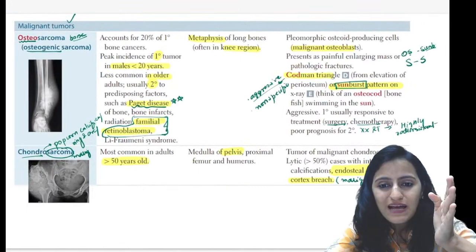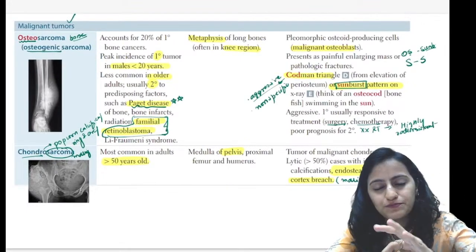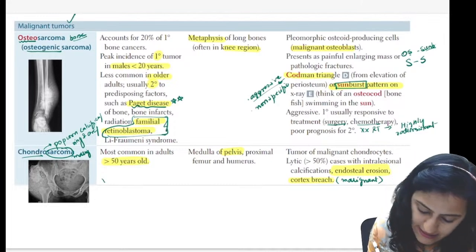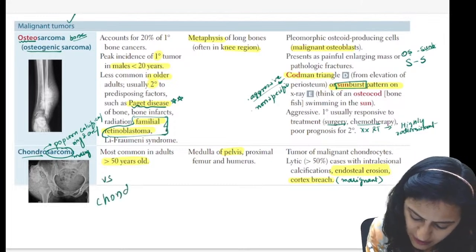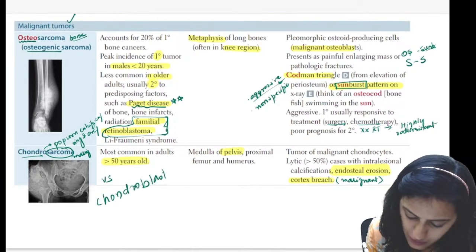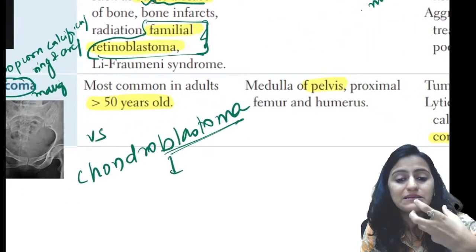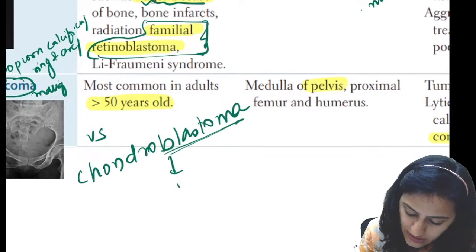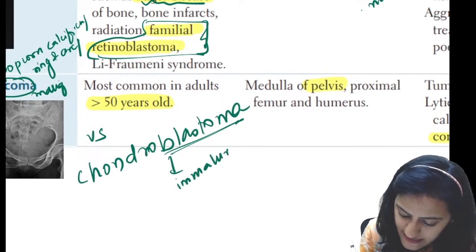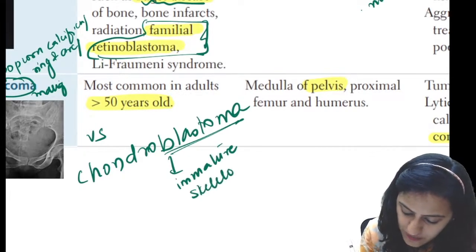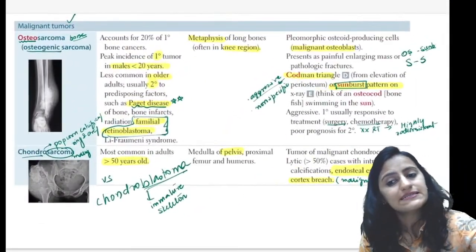While chondroblastoma is a young age group. Okay, this is immature skeleton. So do not confuse chondrosarcoma with chondroblastoma. Chondroblastoma, blastoma generally is a tumor in the pediatric age group. So this is immature skeleton, right? This is young age group, while chondrosarcoma is elderly.